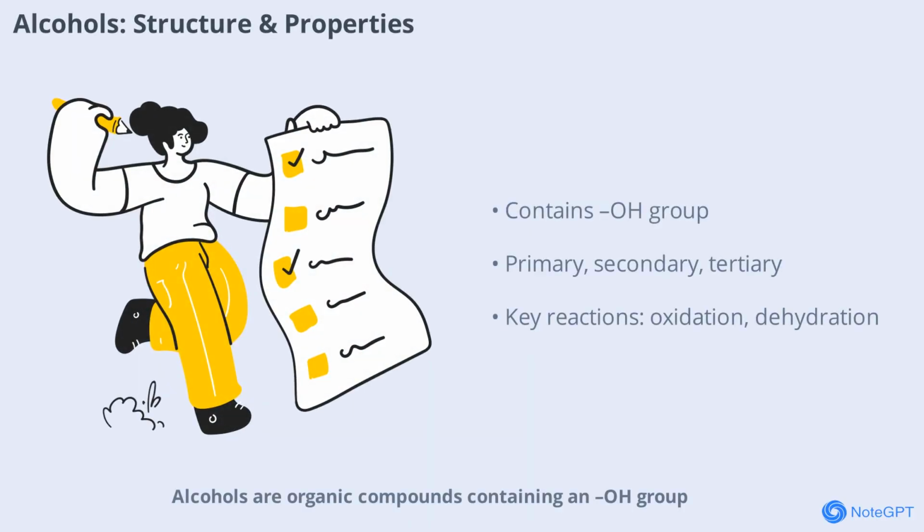Alcohols are organic compounds containing an OH group. They are classified as primary, secondary, or tertiary based on the carbon to which the OH is attached. We'll discuss their physical properties such as boiling point and solubility and their chemical reactions, including oxidation and dehydration. Recognizing alcohols and their reactions is important for both boards and JEE.